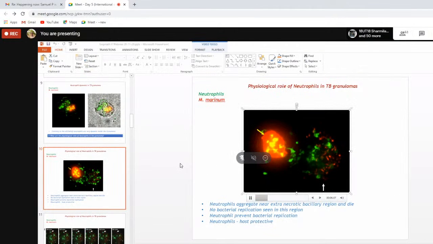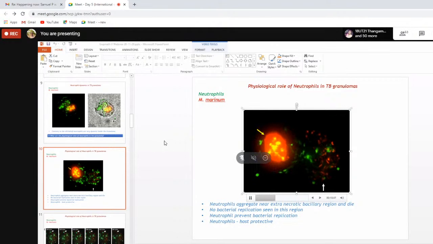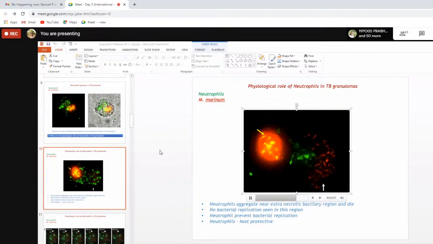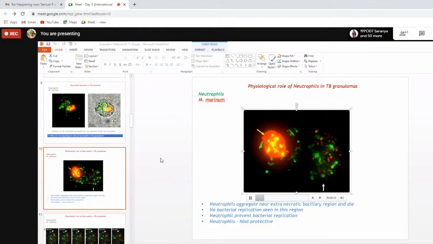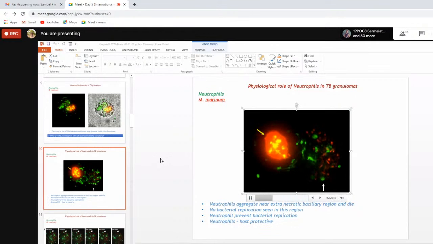So you can see that the neutrophils go and lyse near the region containing bacilli outside the necrotic core, indicated by the white arrow. You can also watch the movie again if you want to be clear. Now you can clearly see the neutrophils lysing near the bacteria. A lot of neutrophils actually lysing.